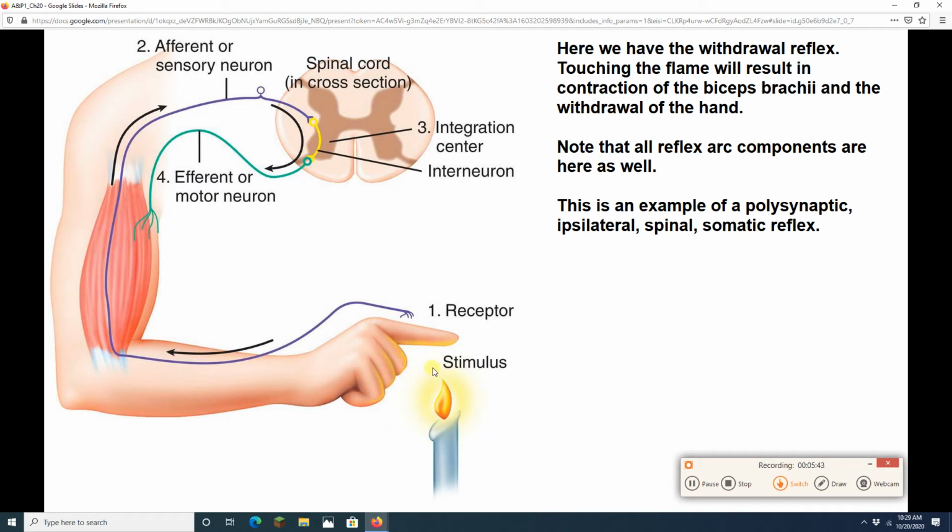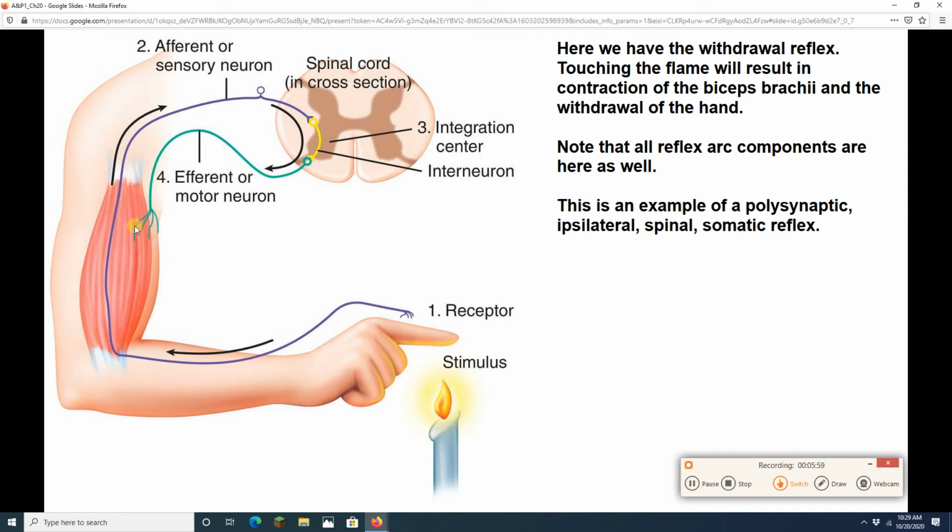That's pretty much it. Let's go on and do another reflex. All right. Touch a candle flame. You're going to pull back. That pulling back, that withdrawing is what gives this reflex its name, the withdrawal reflex. If you touch the candle, your biceps brachii muscle is going to contract, hand's going to withdraw.